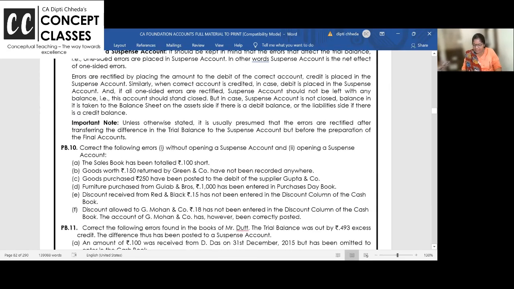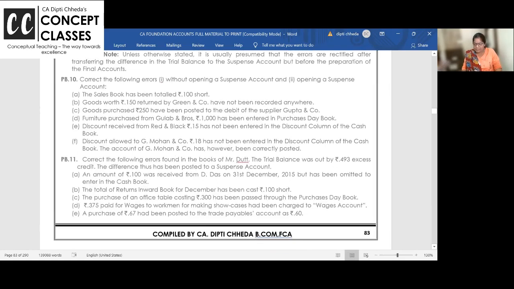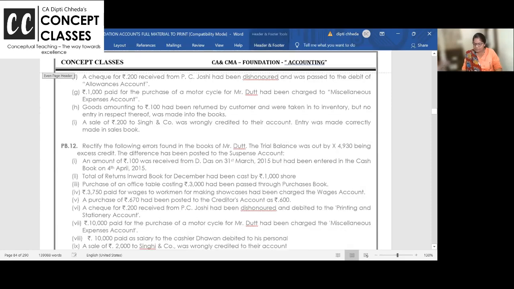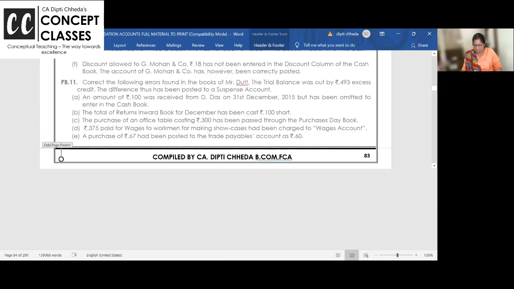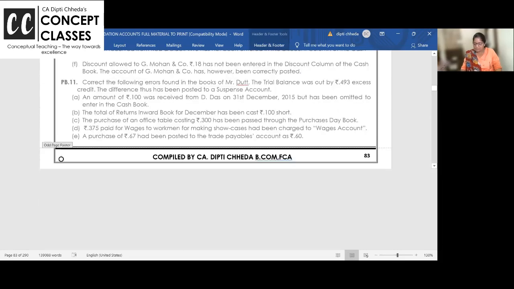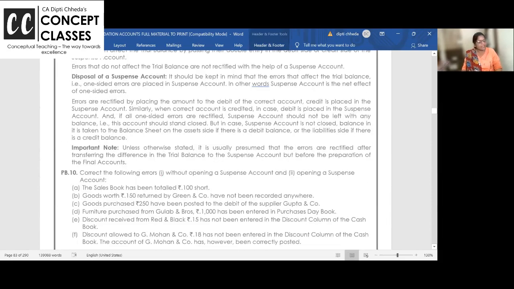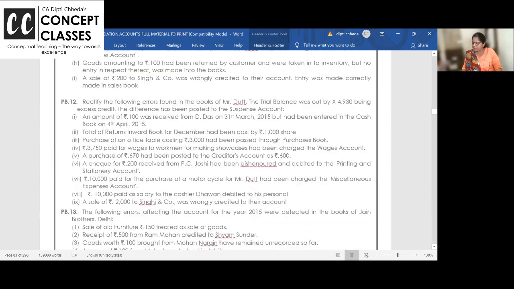Look at the screen. Are you all confident about the suspense account? We did the 11th problem by both the methods. Yesterday we did the 11th problem, so let us do the 12th problem right now.